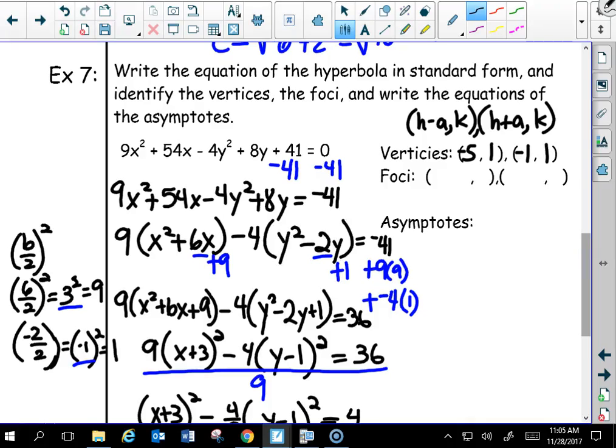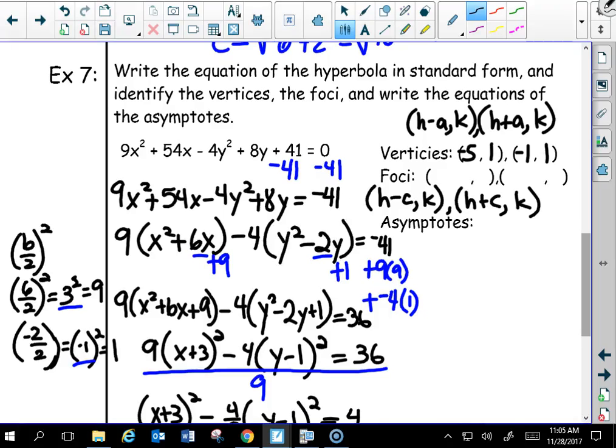All right, my foci are found at h minus c, k, and h plus c, k. And this is for the hyperbolas that will cross the x-axis. It's different. There's different little formulas if they're crossing the y-axis. So use the guide on page 767.